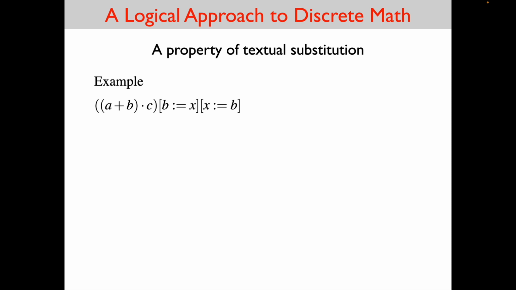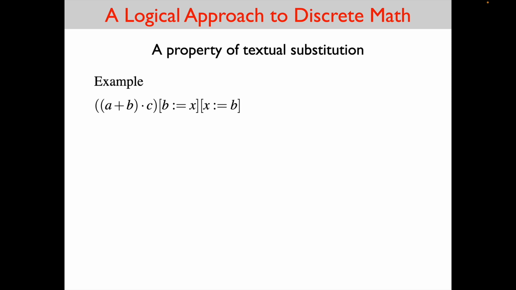So here we have the expression (a + b) * c, all enclosed in parentheses, and we have two successive textual substitutions, b replaced by x and then x replaced by b. And the question, of course, is in what order do we do this operation? And the answer is we do the b replaced by x textual substitution first on the expression, and then we do the x replaced by b on the result of that first operation. So going from left to right, the way we read in English.